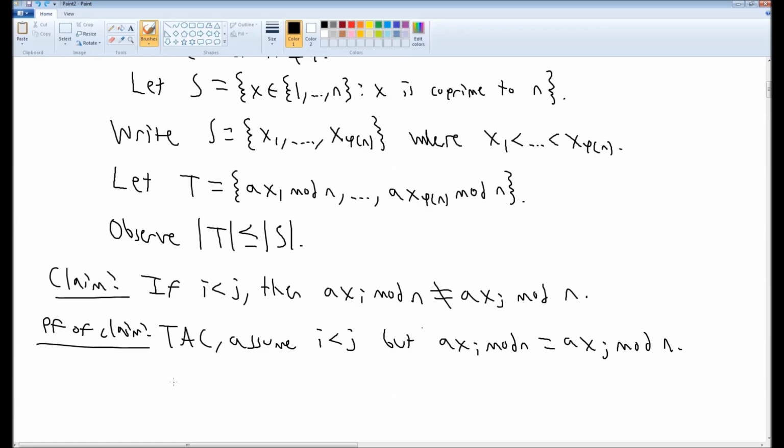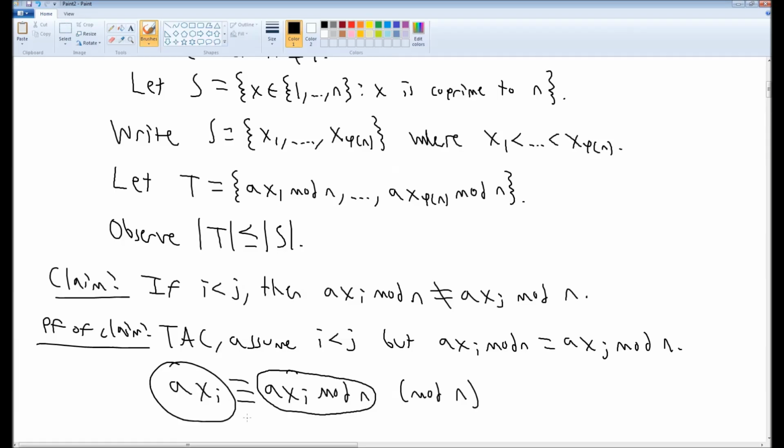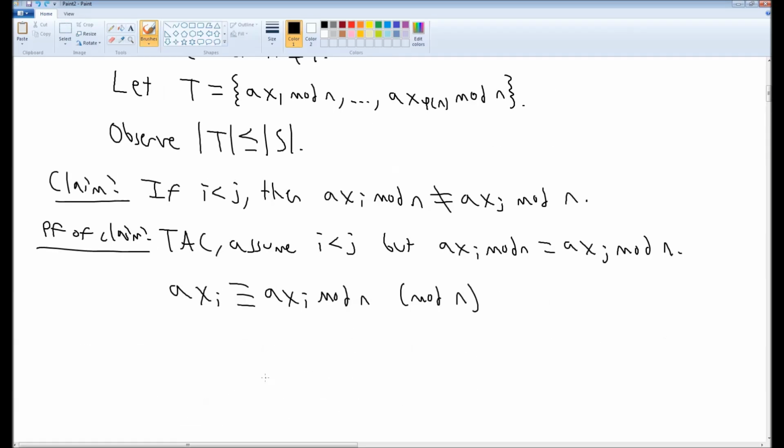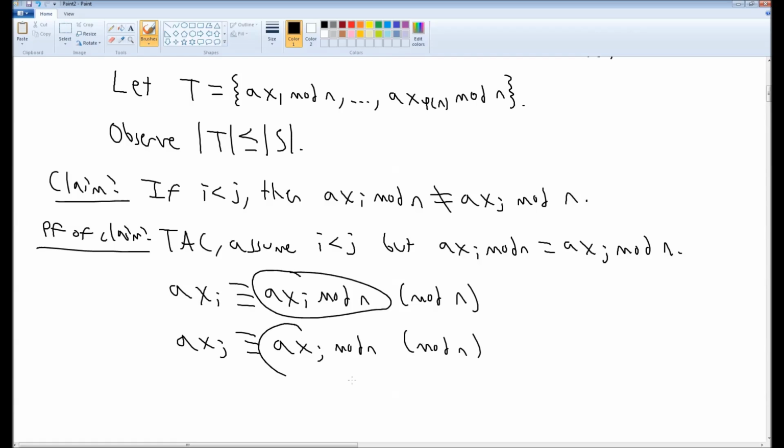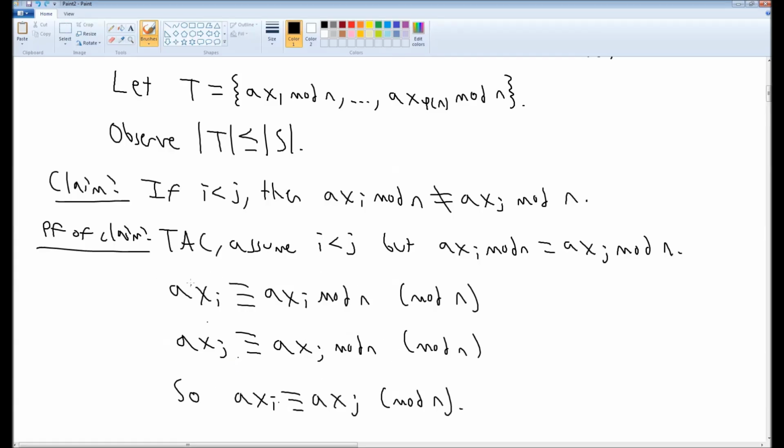Well, here's the thing. We know that axi is congruent to axi mod n, modulo n. Why is that? Because this is the unique thing that's congruent to axi, just between 0 and n minus 1. And by similar logic, we know that axj has to be congruent to axj mod n, modulo n. But we assumed that these two are the same. So since they're the same, that means these have to be congruent to each other. Therefore, axi and axj have to be congruent to each other.